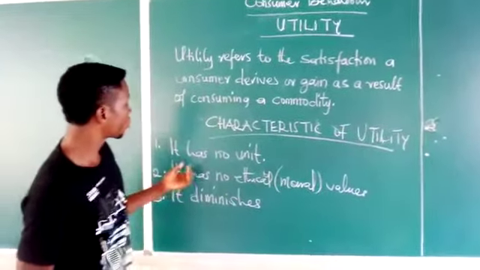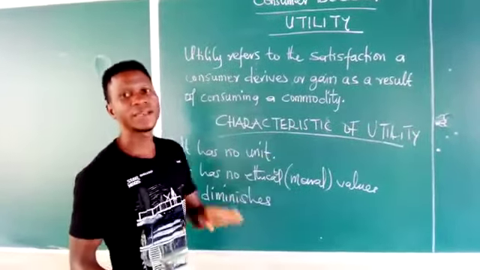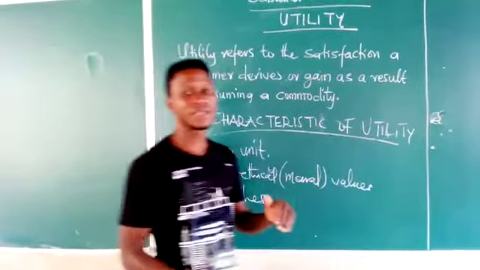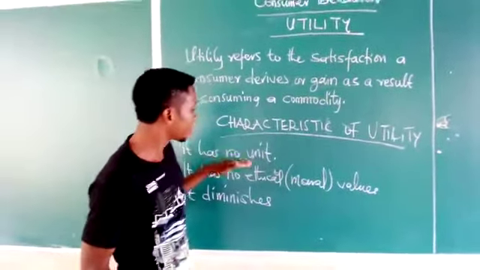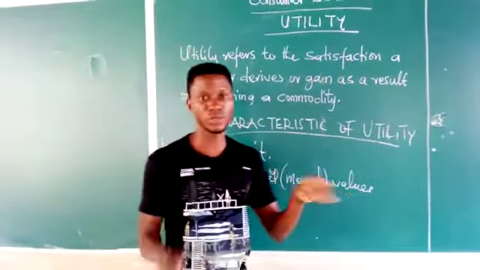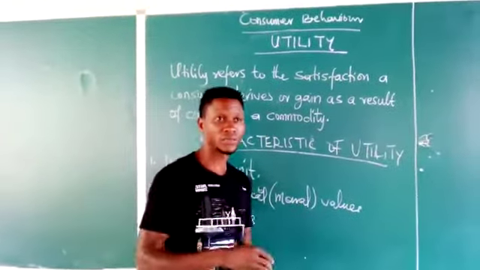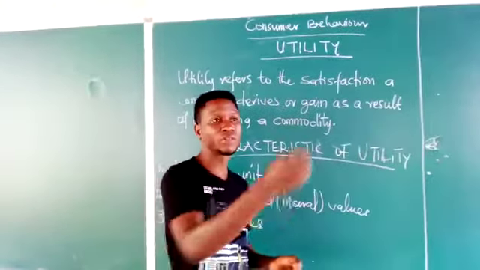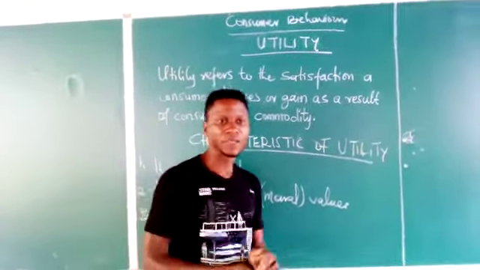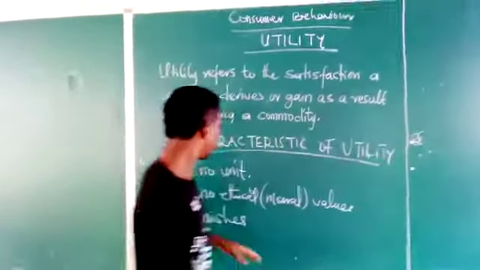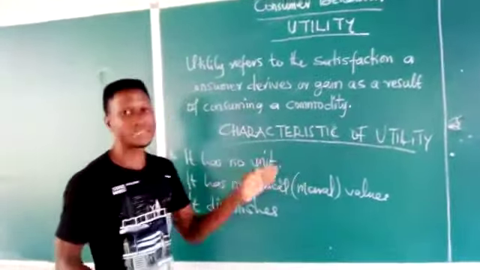Now the first one, we said it has no unit. Anything that has no unit means that it cannot be measured. So since it has no unit, it can't be measured. In certain books, the point has been separated. It cannot be measured, and at the same time, the next point they give is that it has no unit. So it has no unit, so it can't be measured.